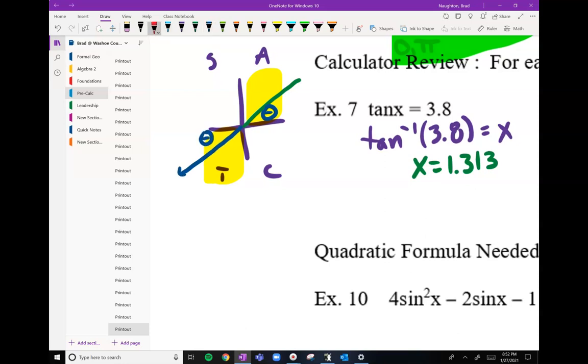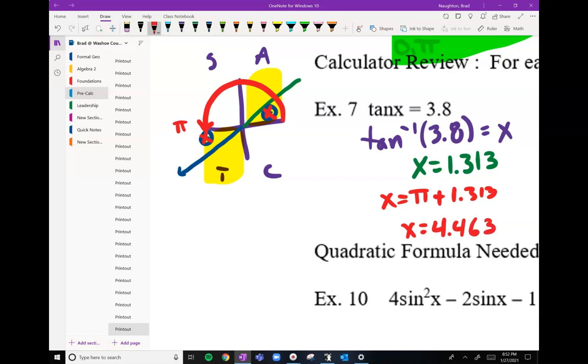So let's think of, how do I get there? Well, from here to here is obviously going to be pi, and then I need this x to continue on. So we can think of this as x and x. So this is one solution. The other solution is going to be the pi that I needed to go, or the 3.14, plus 1.313. And so my second solution is 4.463. So here are our two ones.